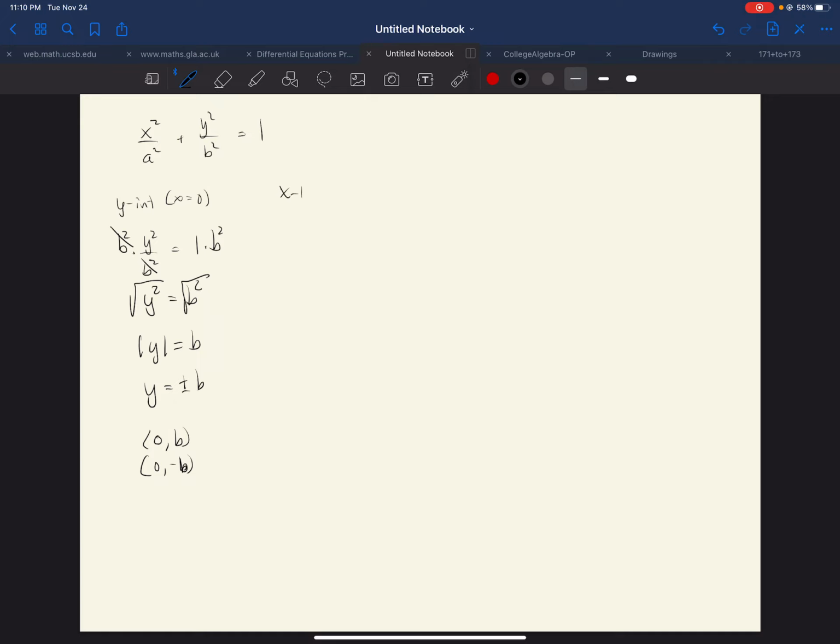Similarly, if I want the x-intercept, that's when y is 0. If y is 0, this term's going to 0 out for the same reasons, and I'm going to get x squared over a squared equals 1. Multiplying, I'll get x squared is a squared, and square rooting, I'll get plus or minus a. Now, y was 0, so I'm going to have a comma 0 and negative a comma 0.